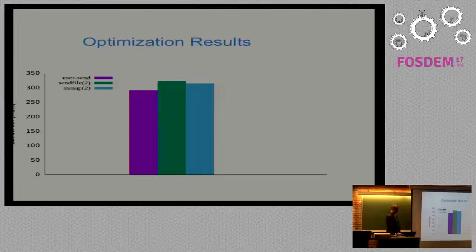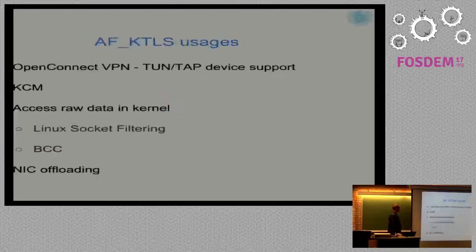If we look at the AFK TLS usages, there are various. One is OpenConnect, as discussed in this presentation. The main disadvantage why this implementation was not used is because the TUN/TAP device that is used by OpenConnect does not support the splice operation. You can use AFK TLS with KCM, that is the kernel connection multiplexer.